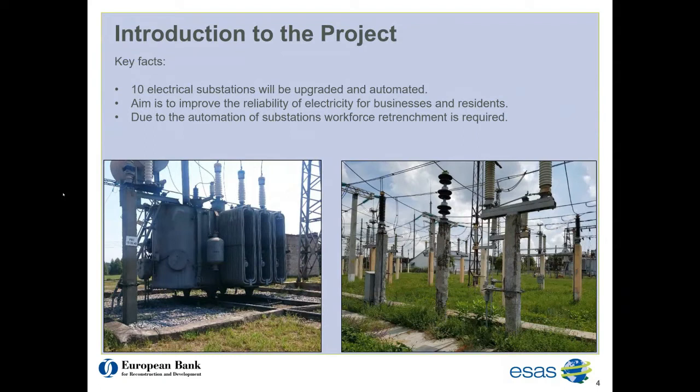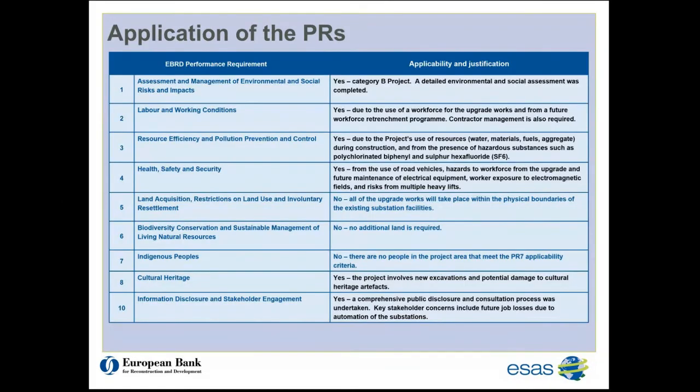The project involves the upgrade and automation of 10 electrical substations, and the aim is to improve the reliability of electricity provided to businesses and residents. Now, due to the automation of the substations, a large part of the workforce will be retrenched. Now let us look at the applicability of the PRs to this specific example.